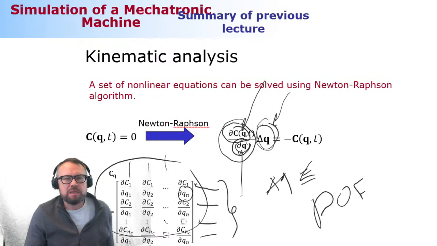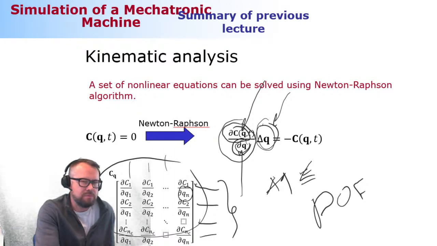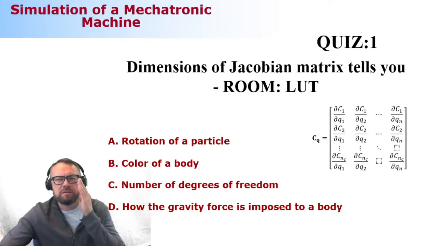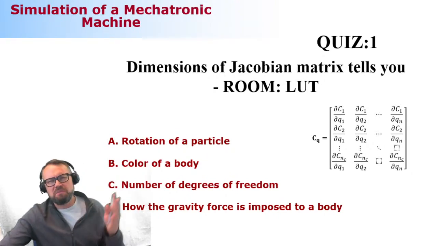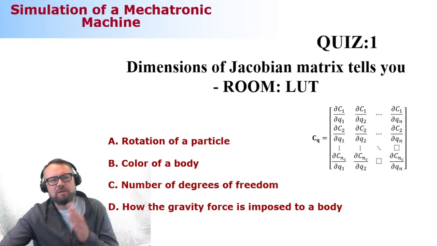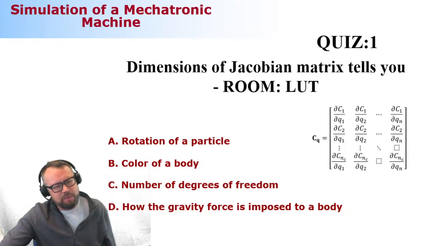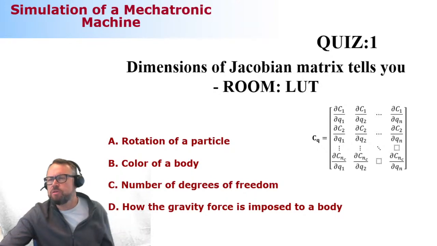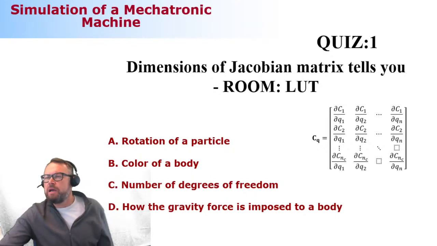All right. So you know what the Jacobian matrix stands for. Here's my first in-class quiz. The dimension of the Jacobian matrix tells you what? Rotation of a particle. I really don't know what to say here, I just leave it without comment. Think about it. Color of the body. Number of degrees of freedom. How gravity force is imposed on a body. Those are the choices, and the game is on.